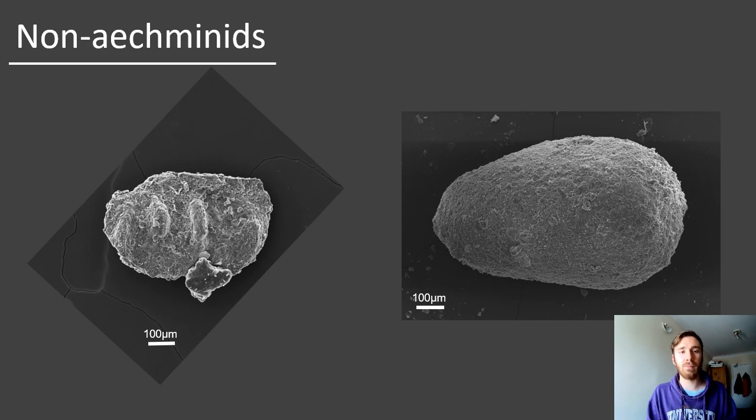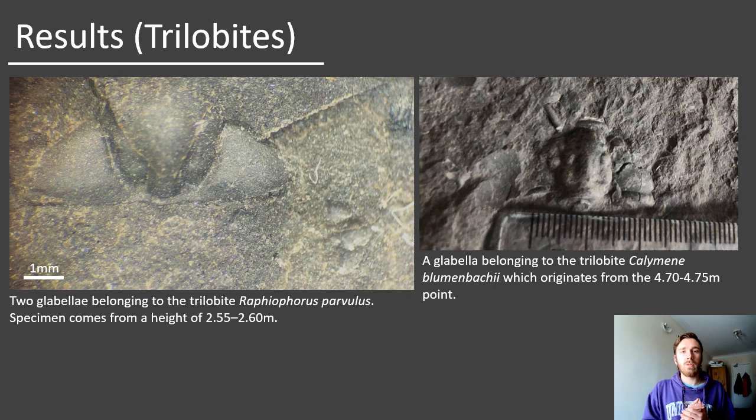So here are some non-ecumenid ostracods, including on the left here a bairdiid, as of yet unidentified, and on the right here Neocogitis symmetrica. So moving on to the trilobite fossils present, of the original 1,914 arthropods, 254 of those were catalogued as trilobites, including two examples of Raphiophorus pavillus here, one of which might be a juvenile, and on the right here, a much larger Calymene blumenbachii.